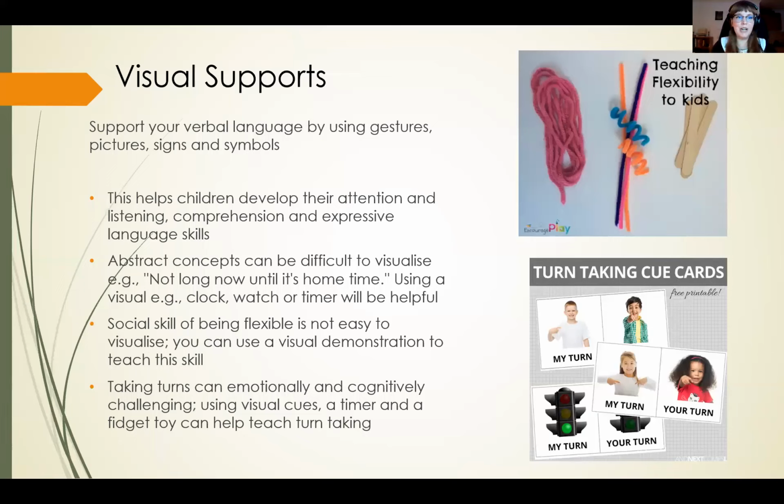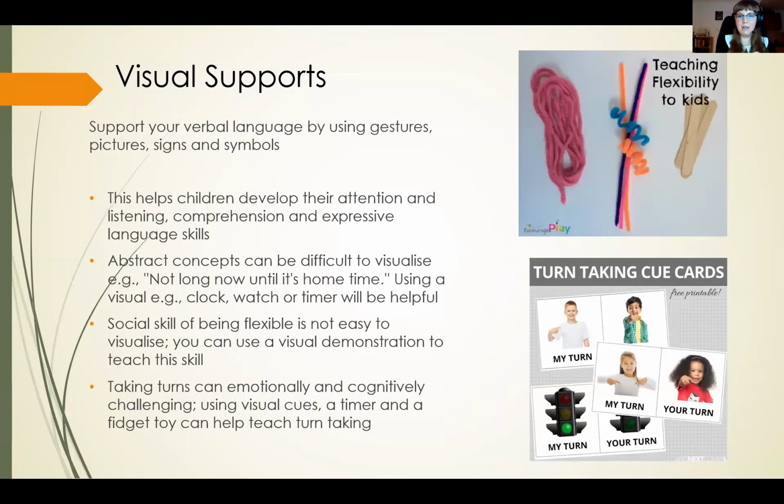Another tricky abstract concept is taking turns. So using visuals can really help, because we know when we're working with young children, taking turns can be emotionally and cognitively challenging, and it often ends up in tantrums or meltdowns. So if we use visual cues, we use a timer, and if we have a fidget toy, that can really help a child with turn taking.